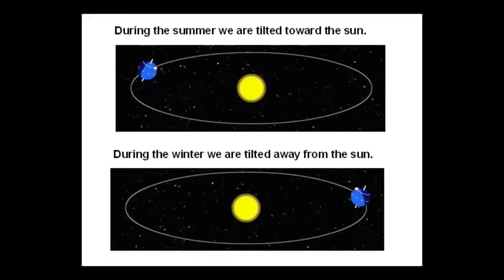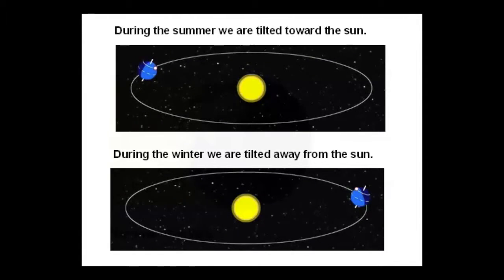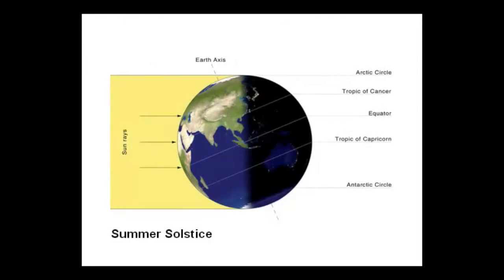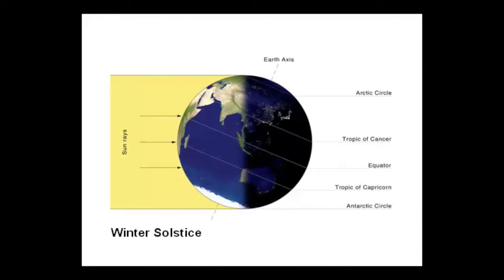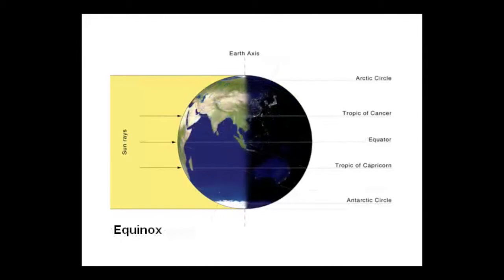The path we see of the sun across the sky results from the rotation of the earth around the sun at a 23.5-degree angle to the ecliptic plane, causing a summer solstice, a winter solstice, and two equinoxes.